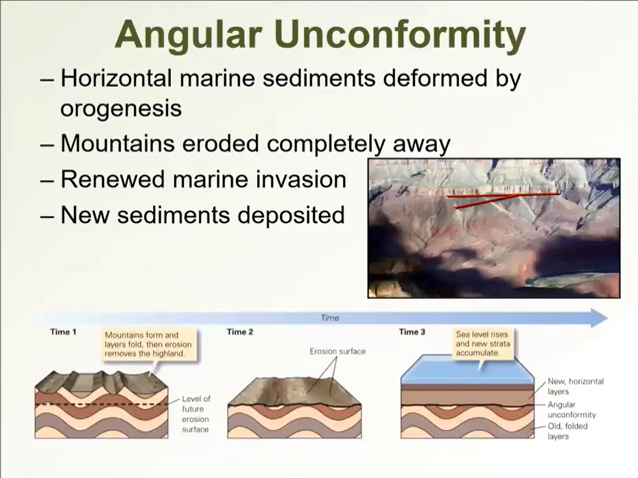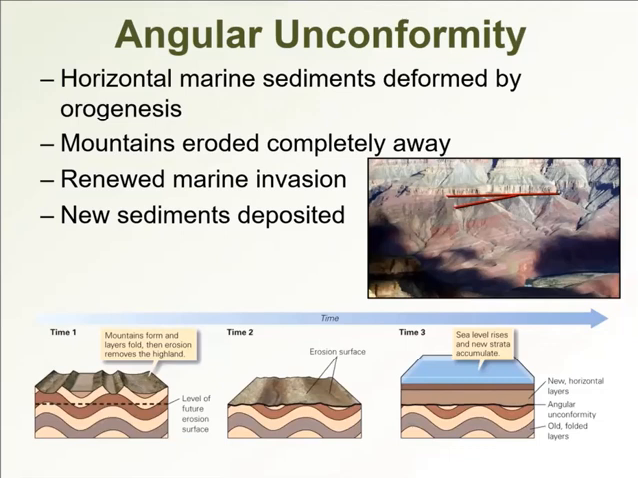An angular unconformity is the easiest one. This is where they're just not parallel to each other. One set of beds is tilted and the other set isn't, or they're both tilted, just not tilted in the same way.